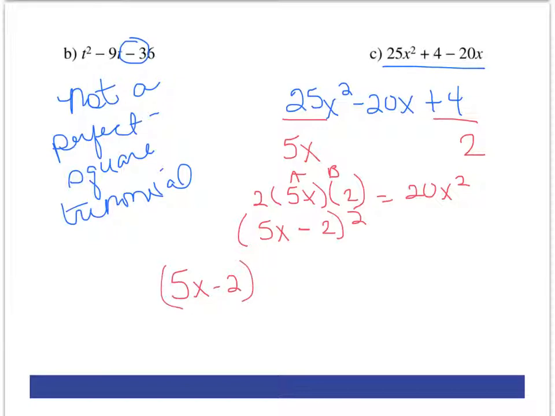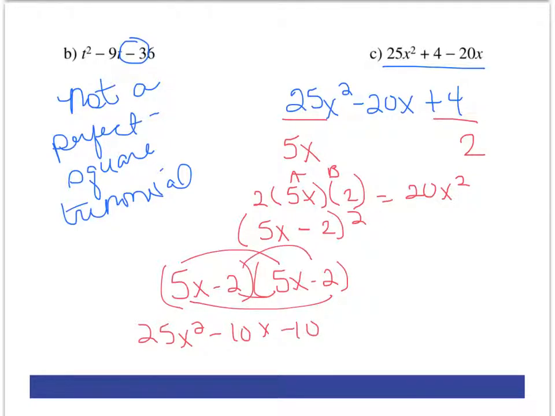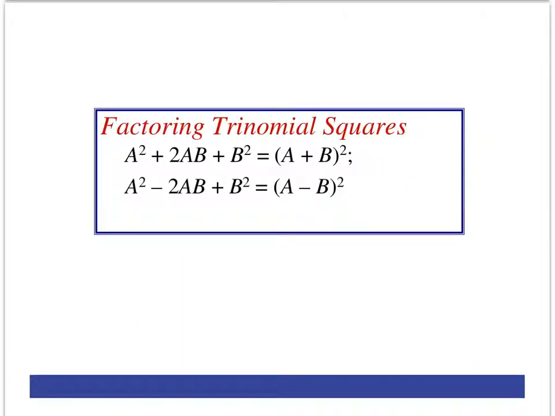Now let's FOIL that and double check. 5x minus 2, remember we're writing it down twice. So FOIL gives me 25x squared, negative 10x, negative 10x, positive 4. Gather like terms, so we get 25x squared minus 20x plus 4, so it does check. Remember, descending order is your friend. Alright, that's factoring trinomial squares. Again, we're going to do some more.